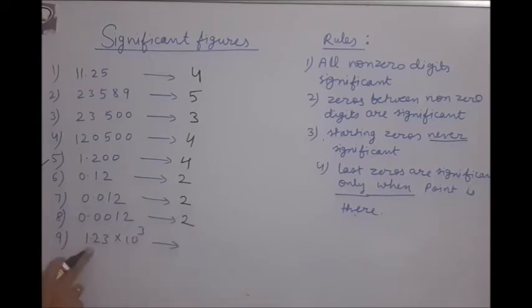Now one extra number is shown here with 10 power 3. So this is the scientific notation. We have to always see the significant digits according to the number on this side. The 10 power number we have to ignore. So in this, how many significant digits are there? 1, 2 and 3 digits are there. So we will write the answer this way. You can practice more numbers from the book.